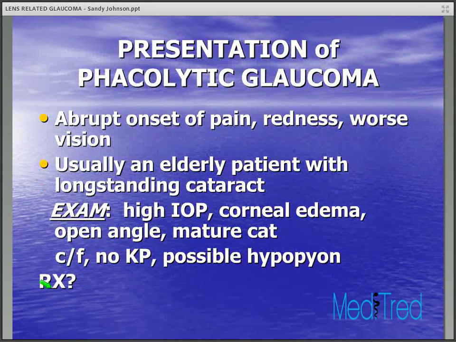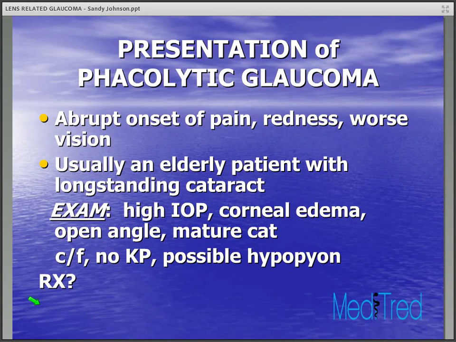The presentation is much like the eye that I showed you. It's red, the vision can be worse than normal, and there's pain. It's often an elderly patient who has long-standing cataract, that way it becomes mature. The pressure's high, the cornea is steamy and edematous. If the gonio shows visibility, the angle is open. And there's cellular reaction in the anterior chamber, possibly the hypopyon as I showed you, and no keratic precipitates.